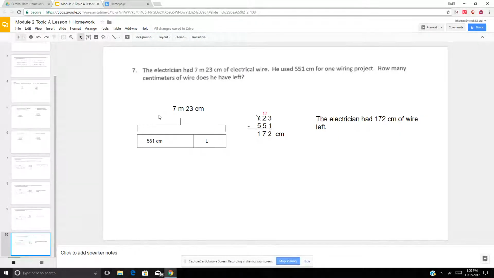An electrician had 7 meters, 23 centimeters of electrical wire. He used 551 centimeters for one wiring project. How many does he have left? So again, we're going to subtract. How many centimeters are in a meter? 100. So that's 723 centimeters minus 551 centimeters. And when we subtract, we're left with 172 centimeters. So the electrician had 172 centimeters of wire left.